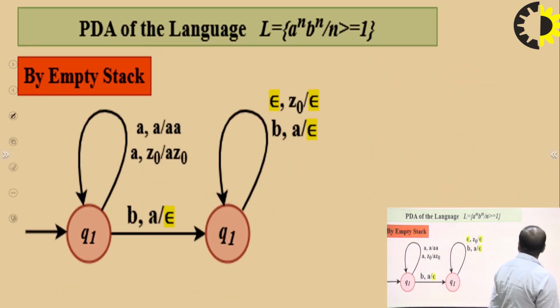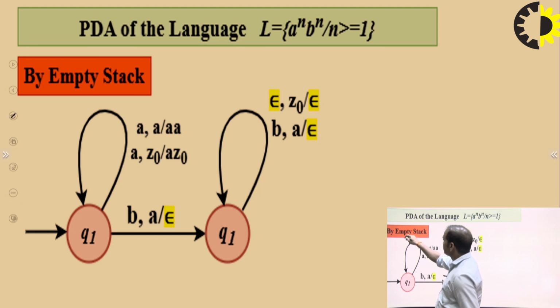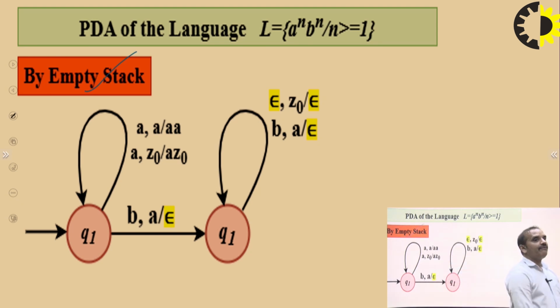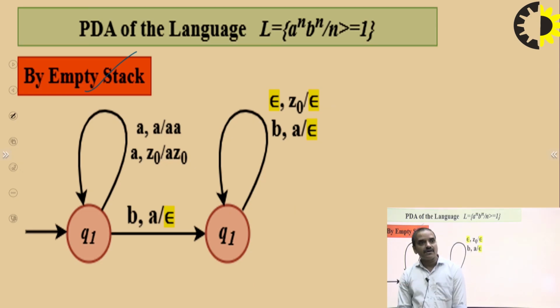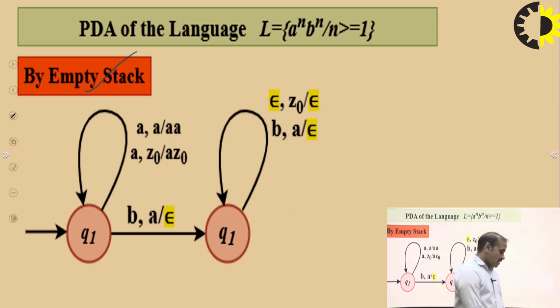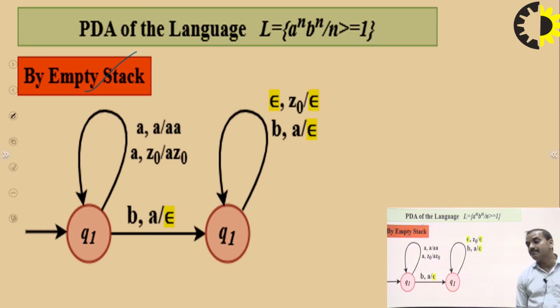This is the next question, or you can say the same question, which is designed for empty stack. In the previous part, we designed the same question for final state, but here we have to design the PDA for the empty stack. Before we start this question, we want to clear what is meant by empty stack.